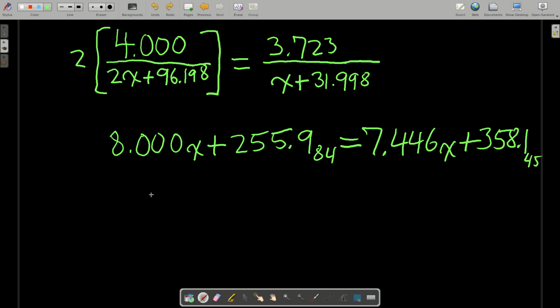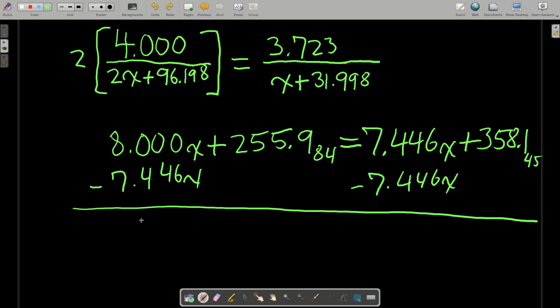Collecting like terms, I'm going to subtract 7.446x from both sides. Left with 0.554.